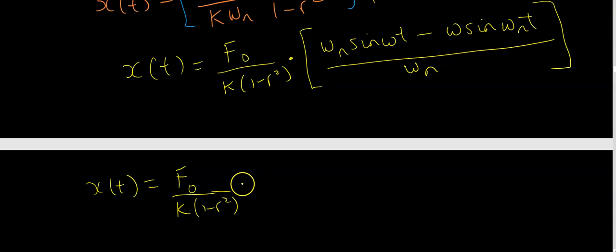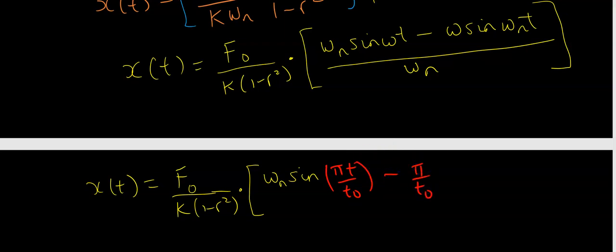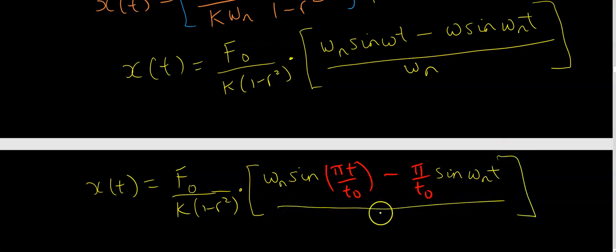And what we recognized was that, well, omega n is a constant, but omega could be written in terms of pi on t naught. Remember that? So omega could have been written as pi divided by t naught. And we basically had this entire expression divided by omega n.